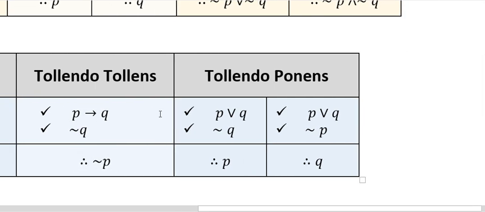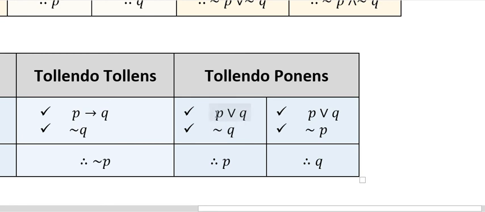And tollendo ponens is not working with a conditional. It's working with an or. You could have P or you could have Q, but you don't have Q, so obviously you need to have P, because the or tells you that at least one of them you need to have, so you don't have the other one, so you need P.